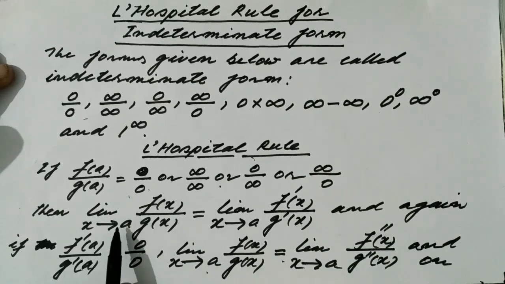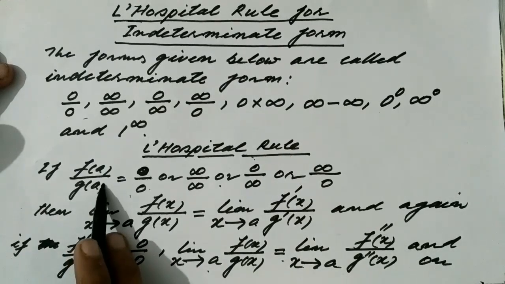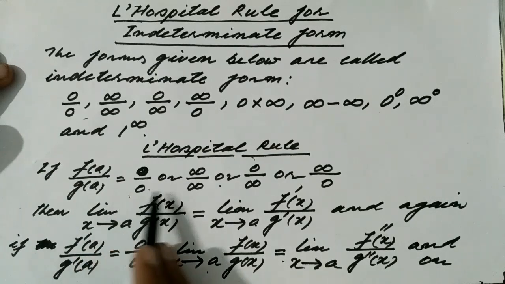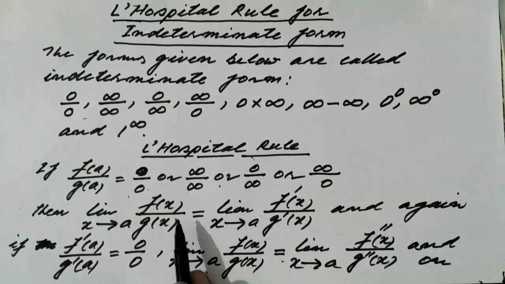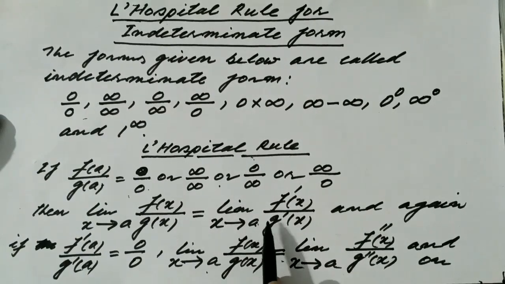That is, if direct application of the limit gives us f(a) upon g(a), which is equal to any one of these four indeterminate forms, so we differentiate numerator and denominator separately, and this limit has the same value as this one.